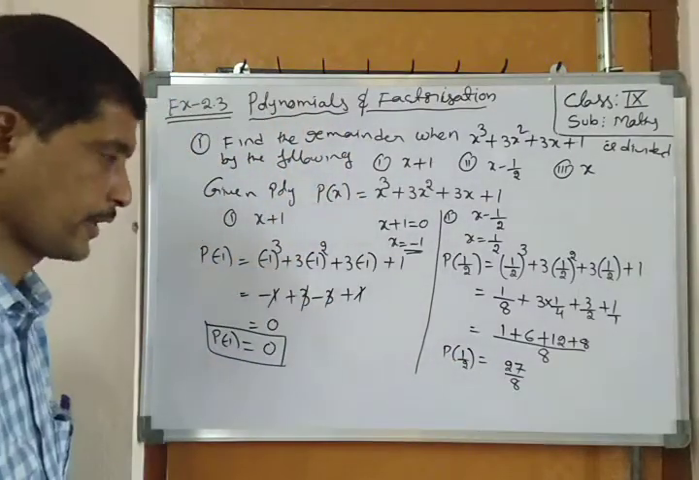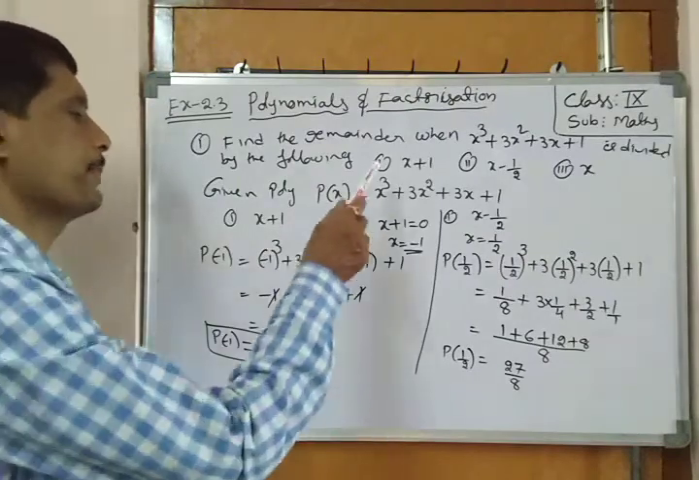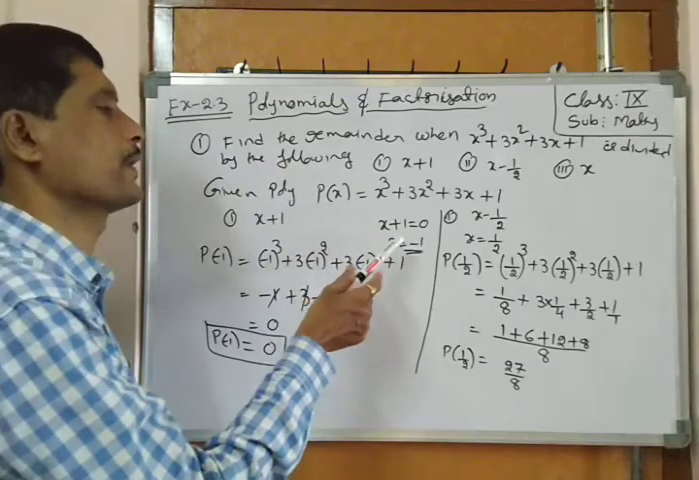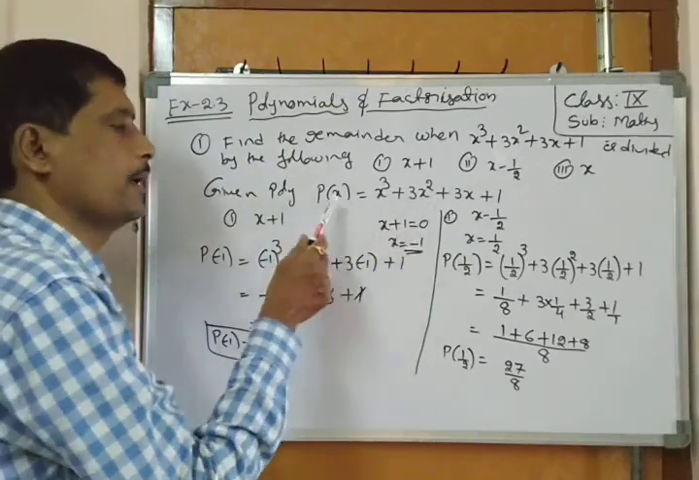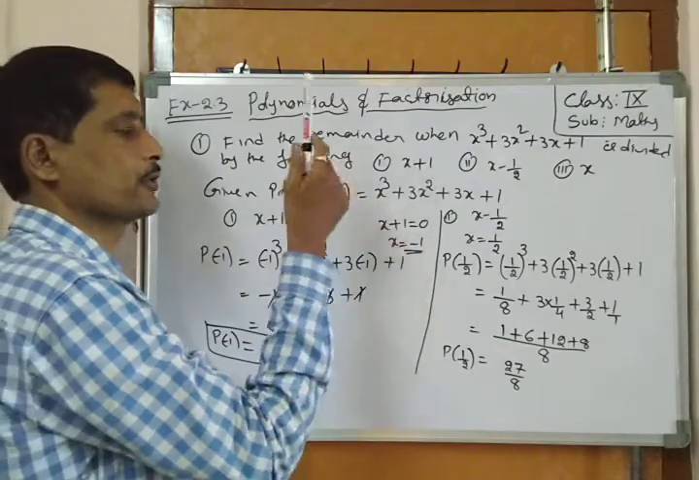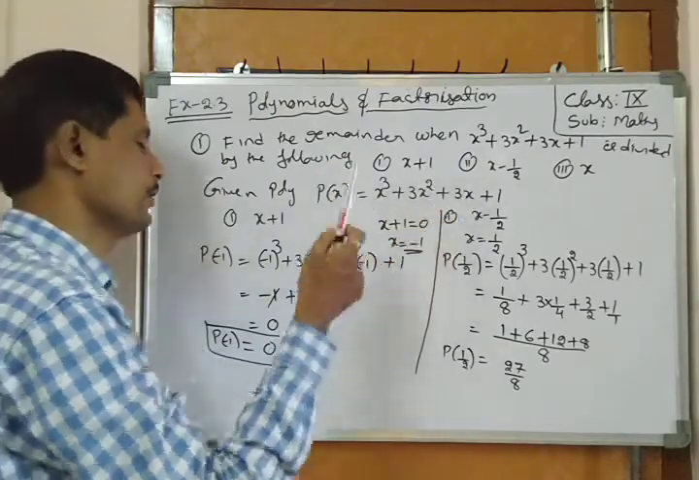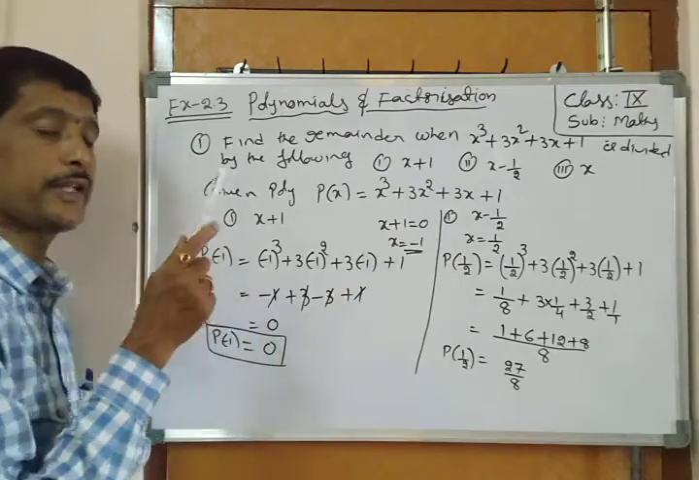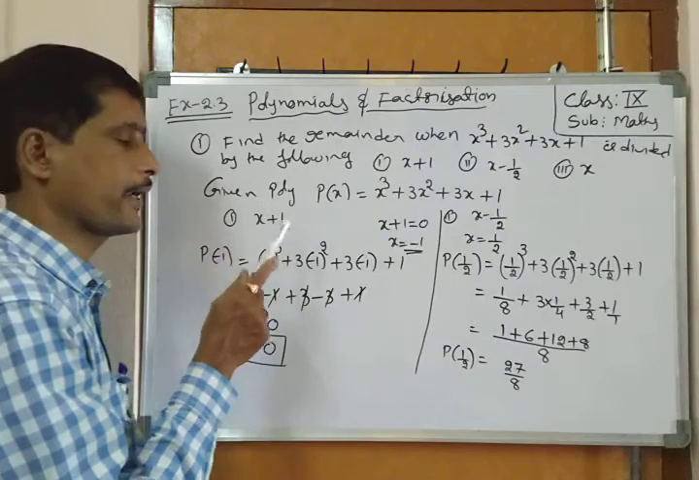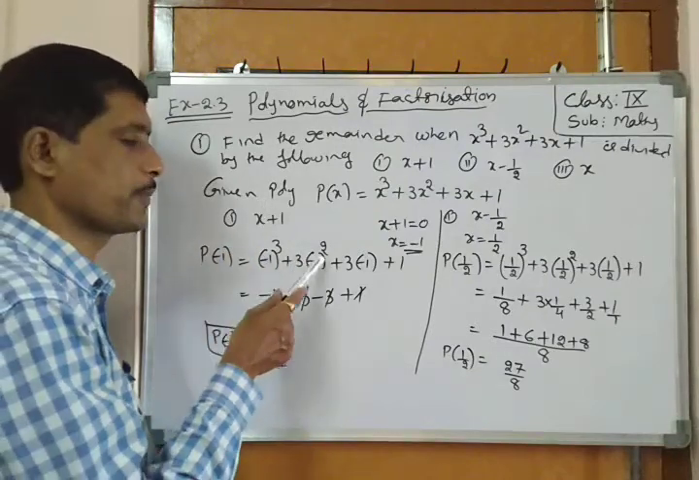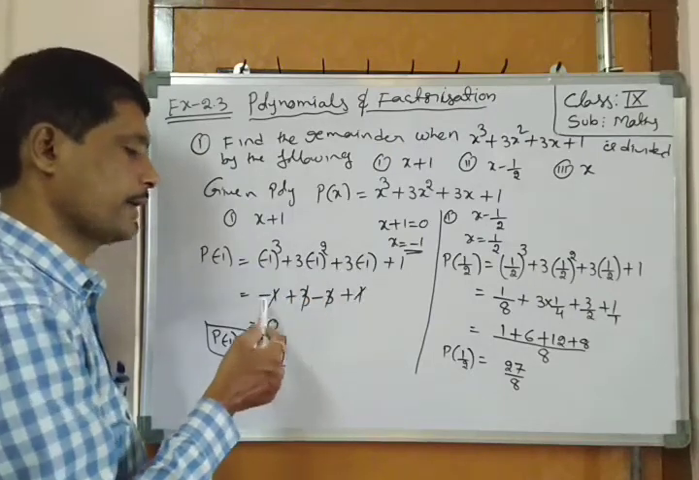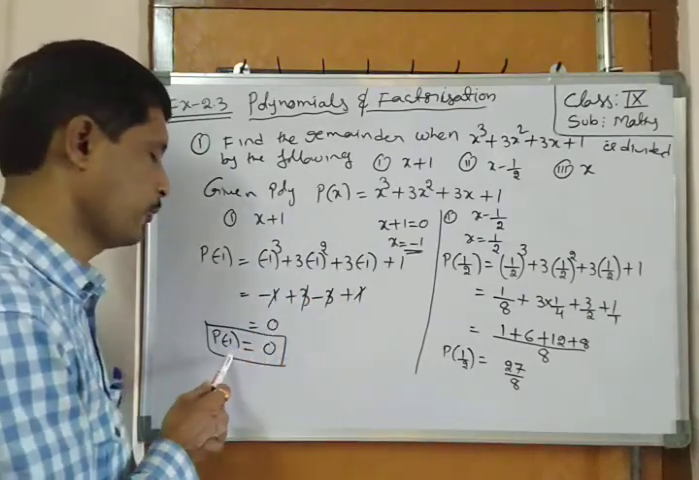Okay, see one more time. Here x plus 1 equal to 0, therefore x equal to minus 1. Substituting x equal to minus 1, P of minus 1 is minus 1 whole cube plus 3 into minus 1 whole square plus 3 into minus 1 plus 1. Minus 1 whole cube is minus 1 only. Minus 1 whole square, with an even power, is plus 1, and 3 into plus 1 is 3 only. 3 into minus 1 is minus 3, plus 1. Everything gets cancelled to 0. Therefore P of minus 1 equal to 0.